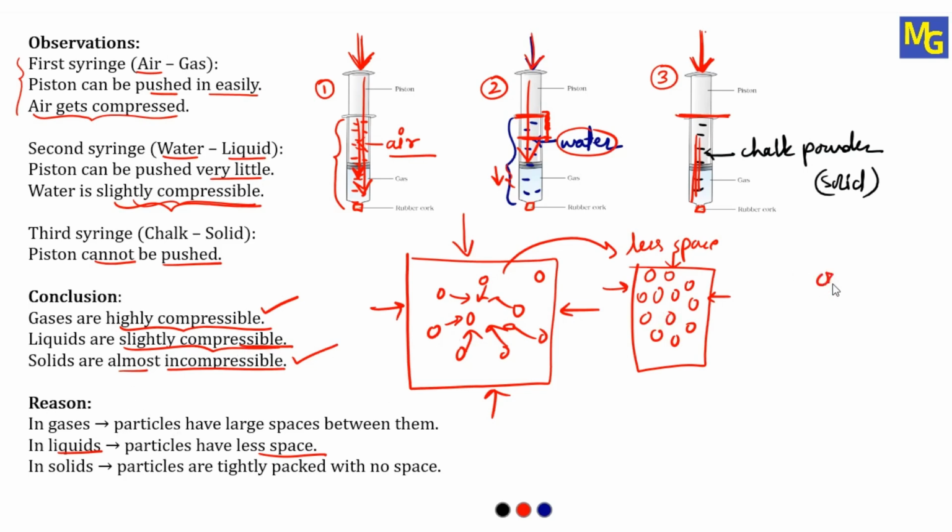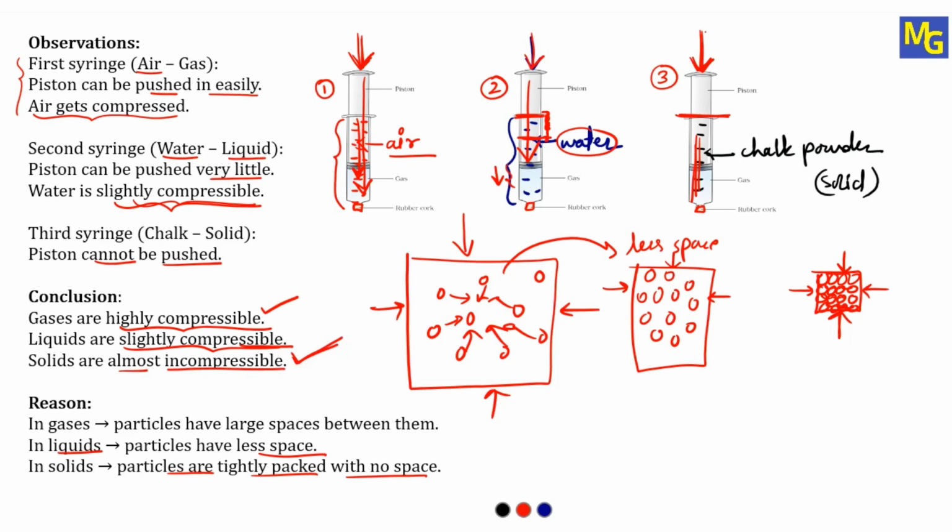But in case of solid, if you see, all the particles are tightly packed, closely packed. There is no space at all. Intermolecular space is not at all there. Now, if you try to compress this solid, particles don't have space to move inside. And therefore, in solid, particles are tightly packed with no space. And that's why solids are incompressible.